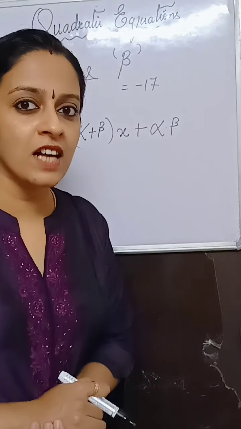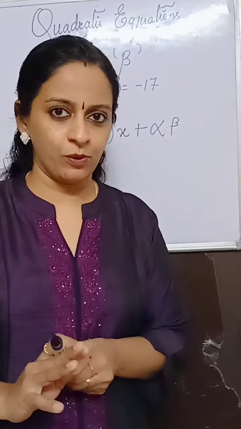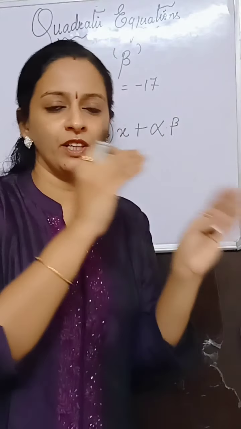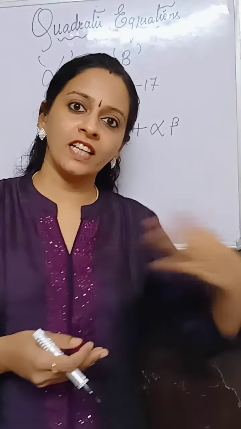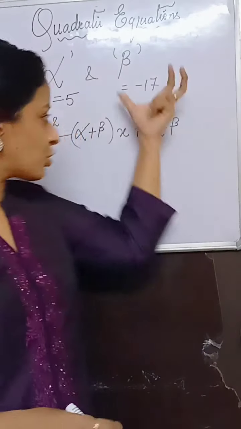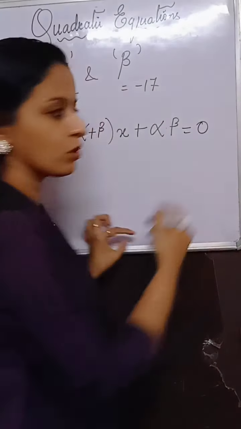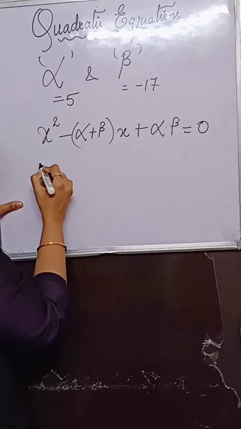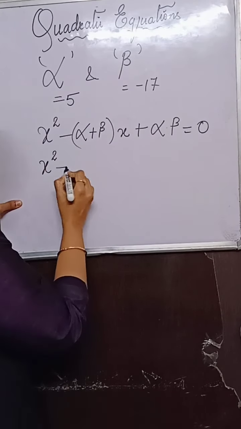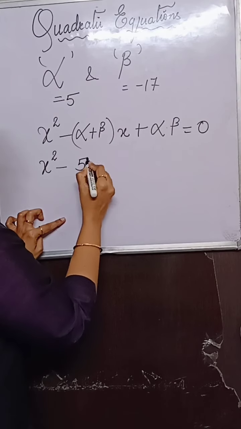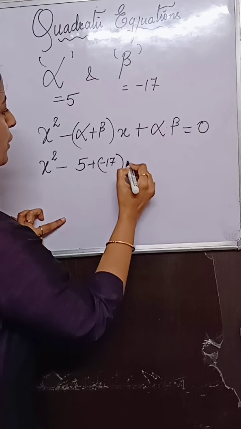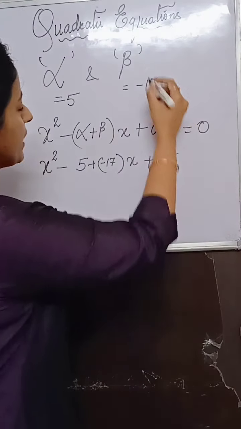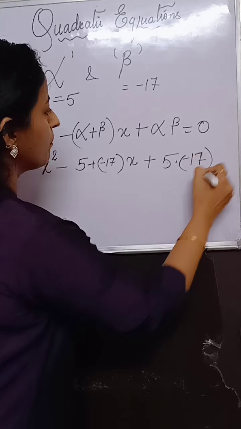How will the question be asked? You will be given the values of alpha and beta, and you have to form the quadratic equation. Vice versa, first the equation was given and you found the values of alpha and beta. Now alpha and beta will be given, and you should get the equation. Don't forget to put equal to 0. Let me put the values here. x square remains as it is, minus alpha plus beta, here 5 plus minus 17, into x, plus alpha into beta, 5 into minus 17.